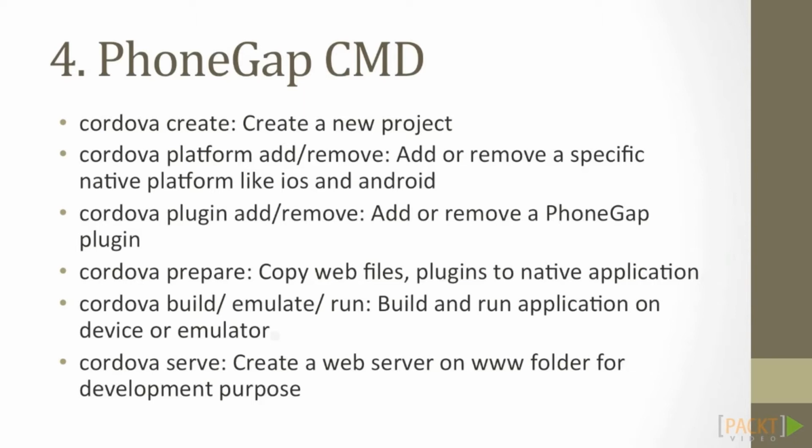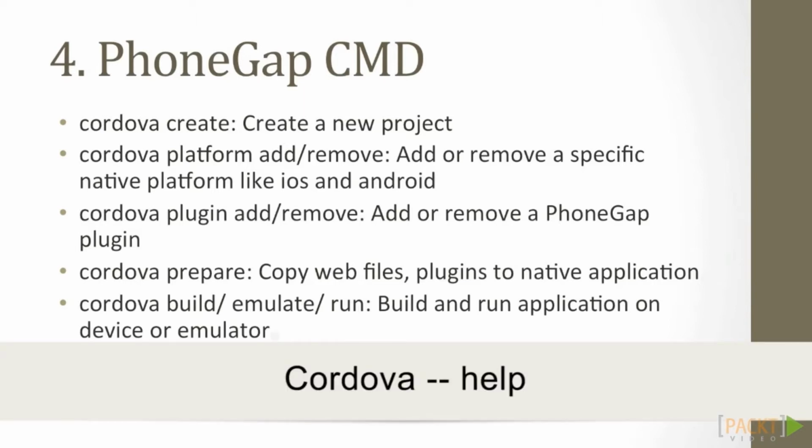It will take three parameters: The first parameter indicates the path to your PhoneGap iOS project. The second parameter is your package name, and the third parameter is the project name. Here we create a Hello World project.